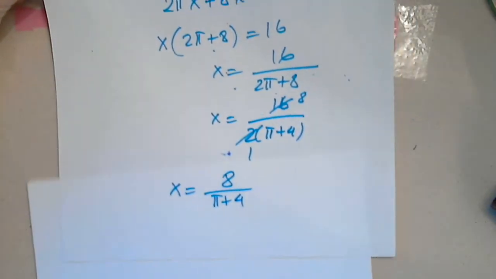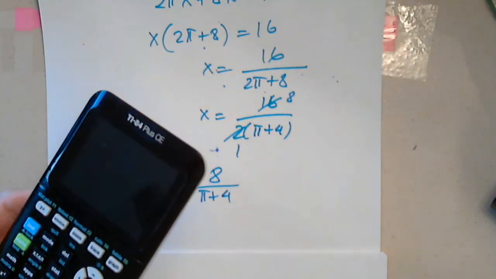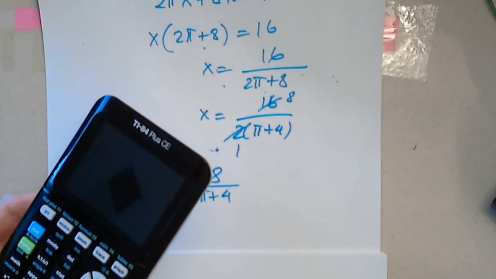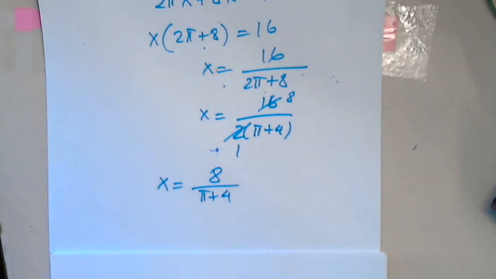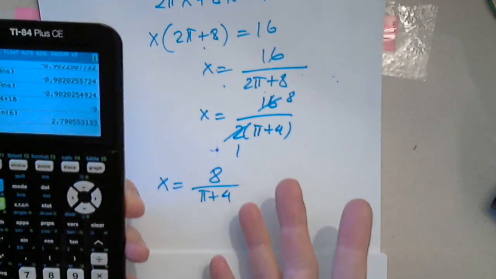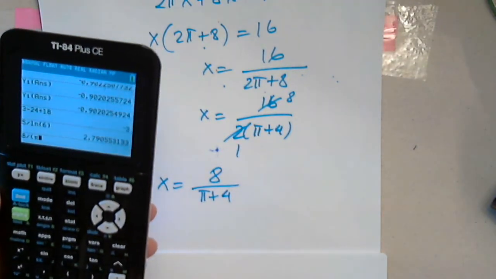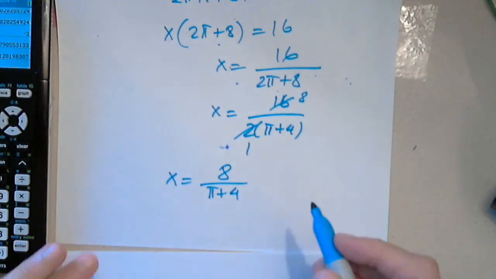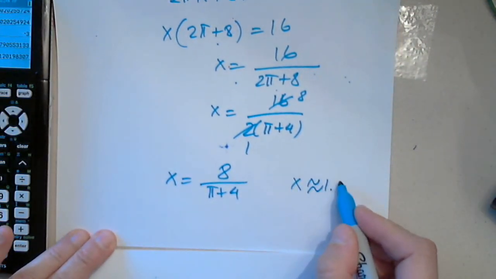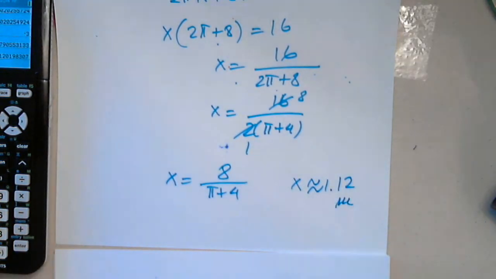Okay. I have to approximate because I have no choice. I don't know. Let's see what they want. How do they want the answer? Let me see. What do they say? They don't say anything. So I still need to at least know what this number is. So 8 divided by, in parentheses, pi plus 4, roughly. About 1.1 approximately. 1.12 meters. Okay.